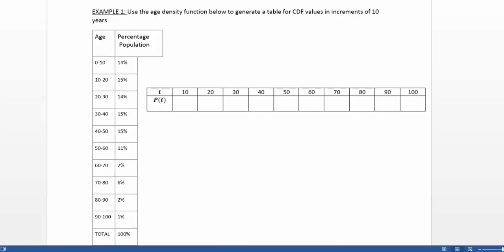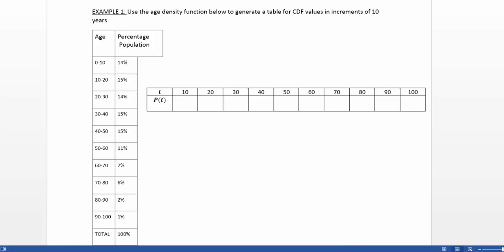Example 1. Use the age density function below to generate a table for the cumulative distribution function values in increments of 10 years. So here again, we have ages of a certain population given in 10-year spans and the percentage of the population that falls into that age category. So that helps us determine a lot of things. It helps us determine which fraction of the population would be between two ages. We're able to talk about if we pick someone at random, what's the probability that they would be a certain age. But what we want to look at is what percentage of the population falls below a certain age. So that's the type of information that the CDF will tell us.